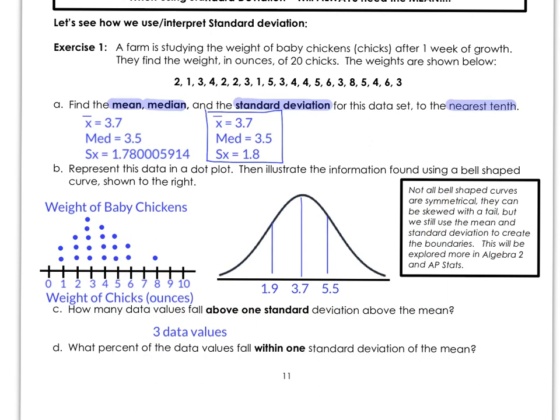So we just have to count the dots. 1, 2, 3, and then 6, 7, 8, 9, 10, 11, 12, 13, 14, 15. So 15 data values fall in that area, but the question asked for the percent of data values. So 15 out of the 20 is 0.75, meaning 75% of the data values.